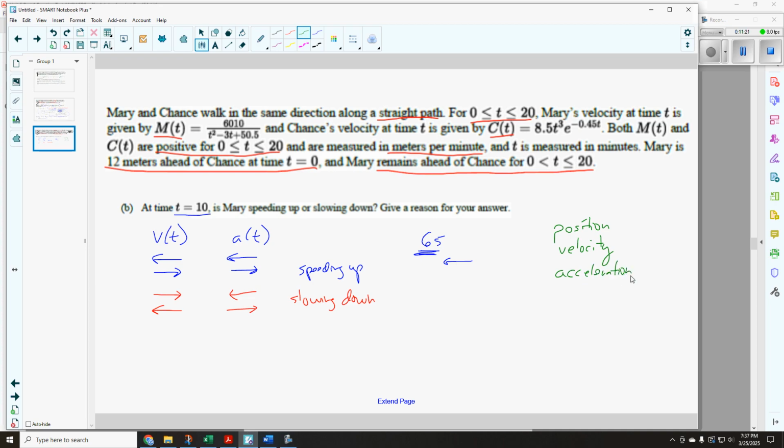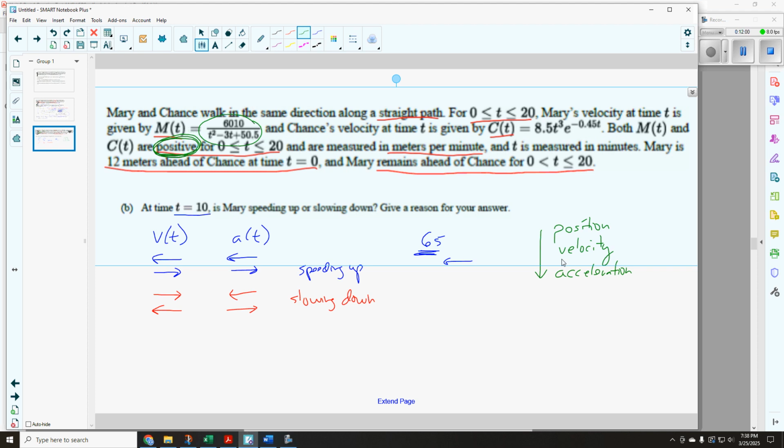So if I find the derivative of each of these, I'm going down the ladder. And so I know what the velocity is. Mary's velocity is this right here. This is what they gave me for her velocity. They have also told me, and this is very important, that both Mary's velocity and Chance's velocity are positive for the whole time interval that we're considering. So I know already that velocity is positive. I just need to find out whether her acceleration is positive or negative.